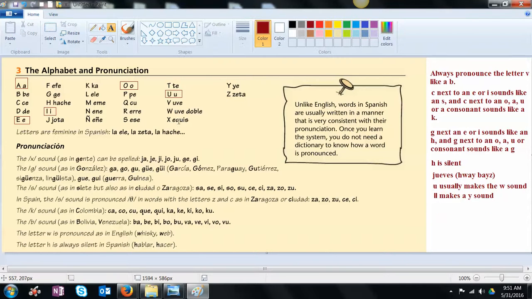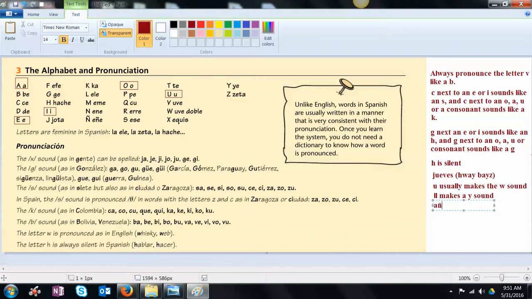Let's see what else is there. M, N, Eñe. Eñe really sounds like N-Y. So when I have a word like this, año, I pronounce it like "anyo." Or if I have España, it's España. Okay? So the Eñe sounds like NY. Okay?